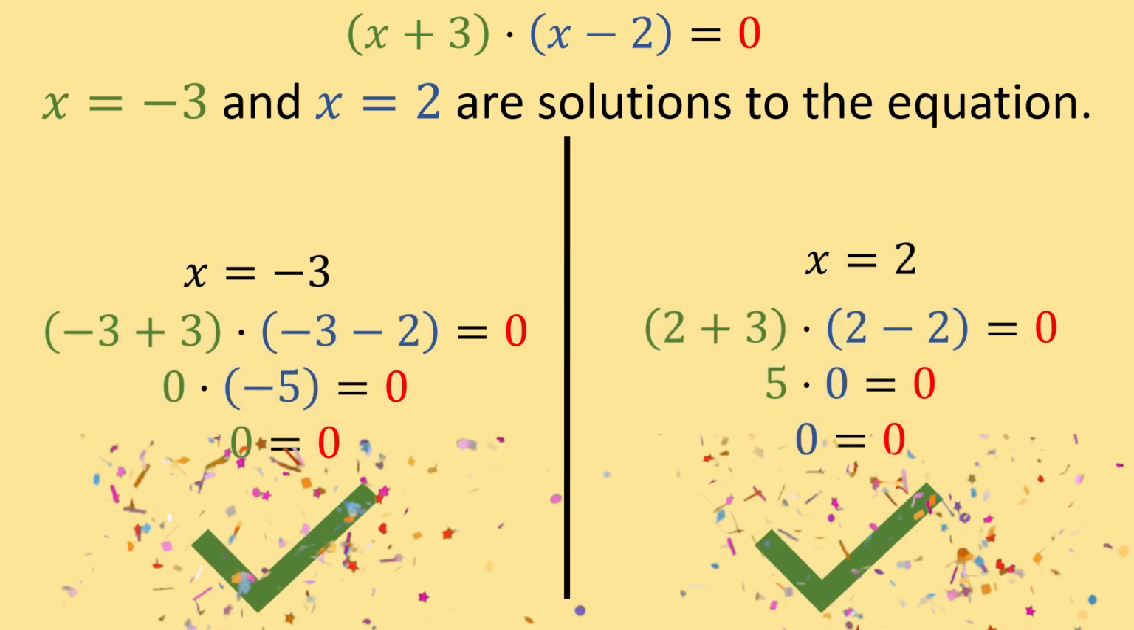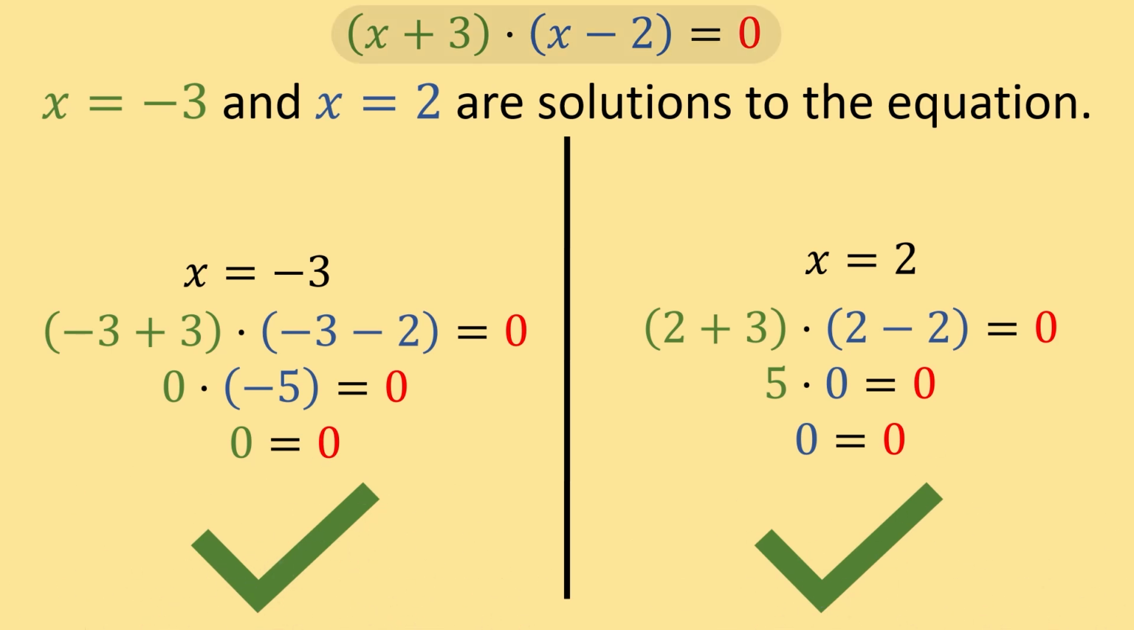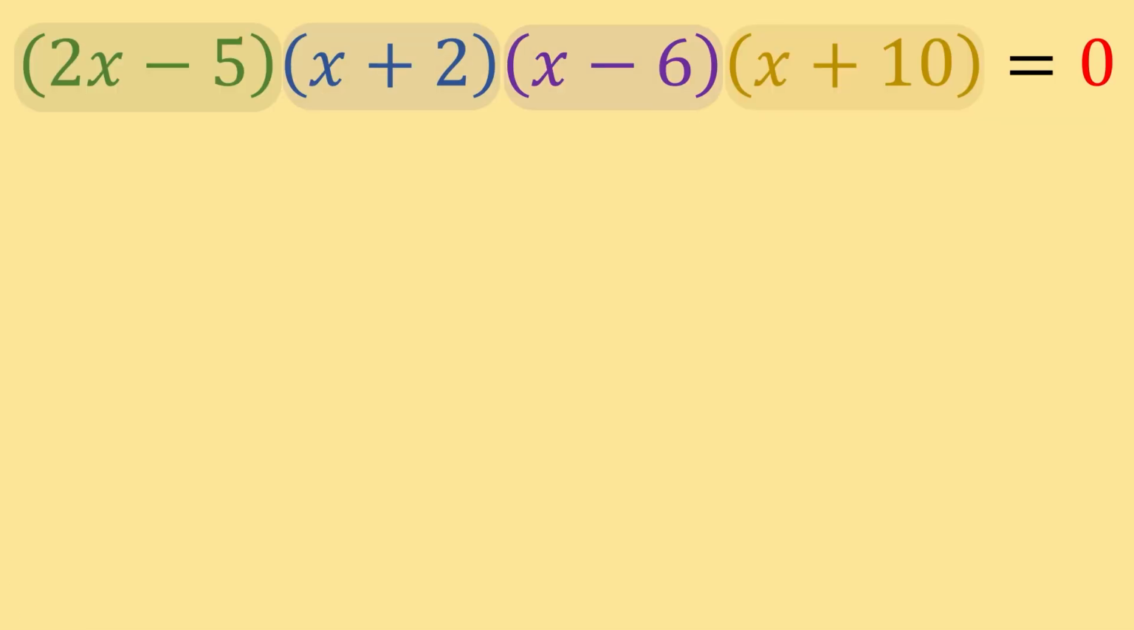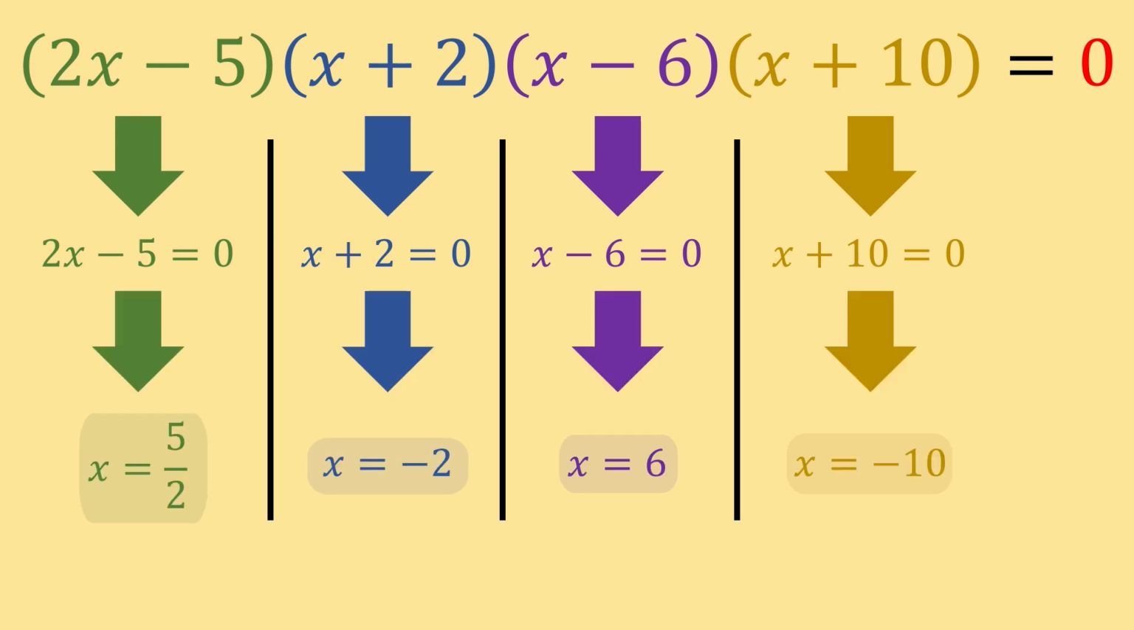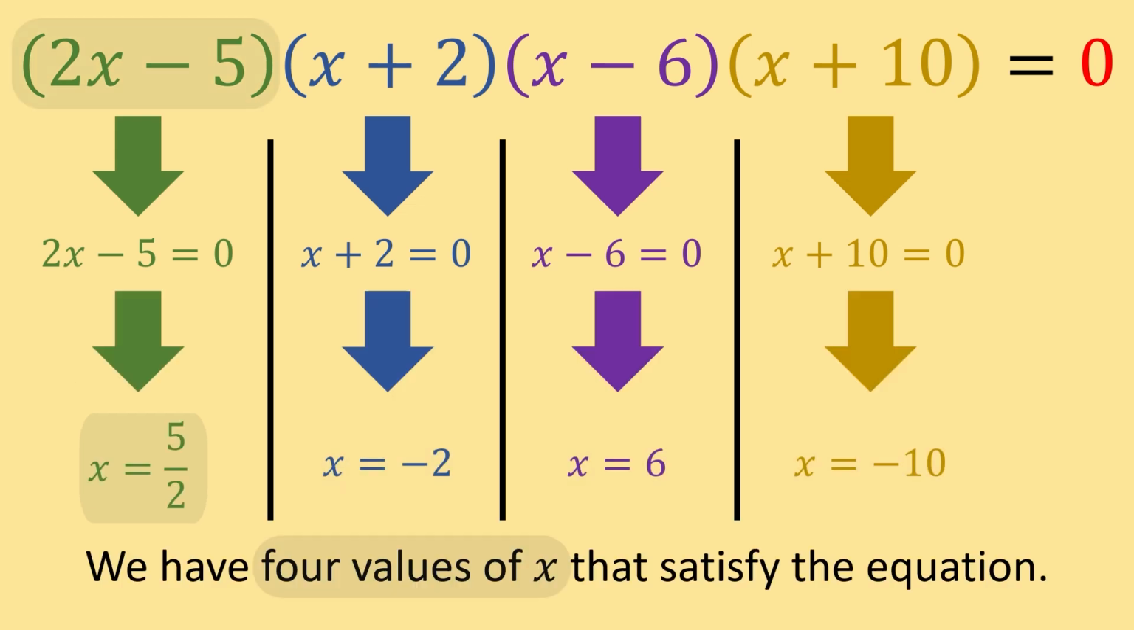This also isn't limited to the product of two binomials. Consider this equation here. Using the zero product property, we would set each binomial equal to 0, and then for each one, we would just solve for x. And so for this problem, we would have 4 values of x that satisfy the equation.